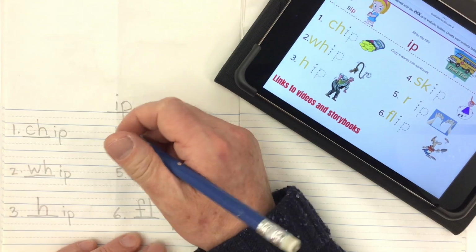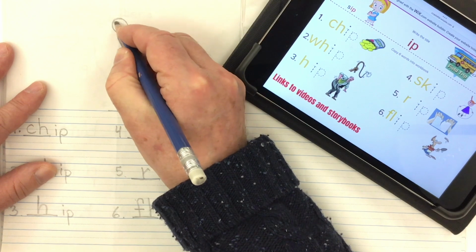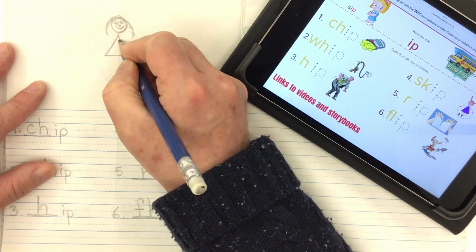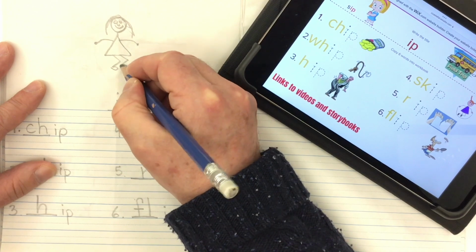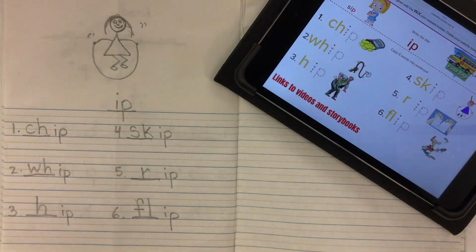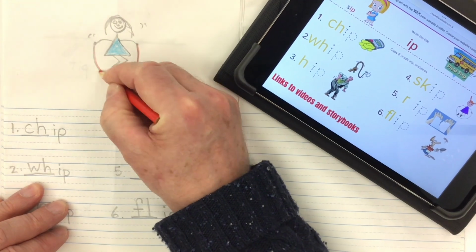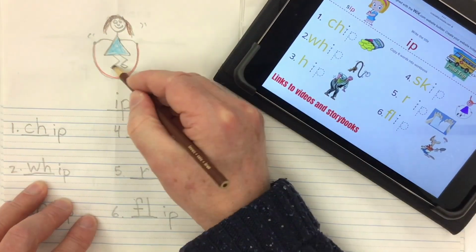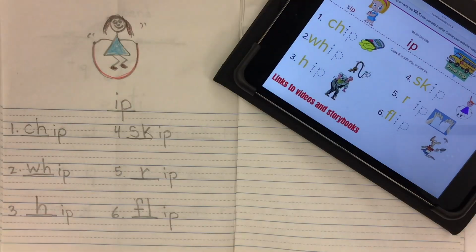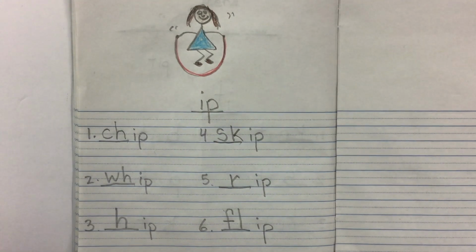All right, let's draw a picture. How about if I draw somebody who's going to skip rope? There we go, there's the skipping rope. Let's add some color. There we go, now I've got my person skipping a rope to skip. And there's our 6 words from the ip word family, spelled with the letters I and the letter P, ip.